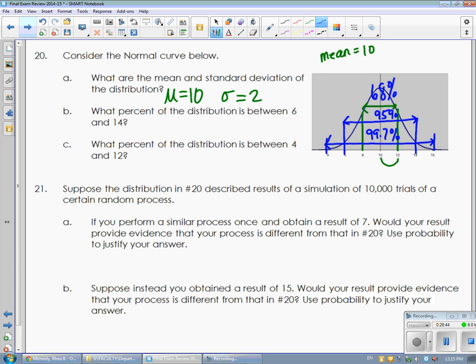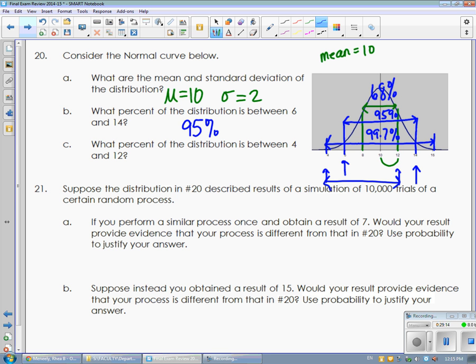So if I want to know the percent of the distribution between 6 and 14, that's 2 standard deviations away from the mean, and that's 95%. This may be something you want to jot down on your index card. In letter C, it says what percent of the distribution is between 4 and 12. Now this one you have to be a little bit more careful because it's not centered.